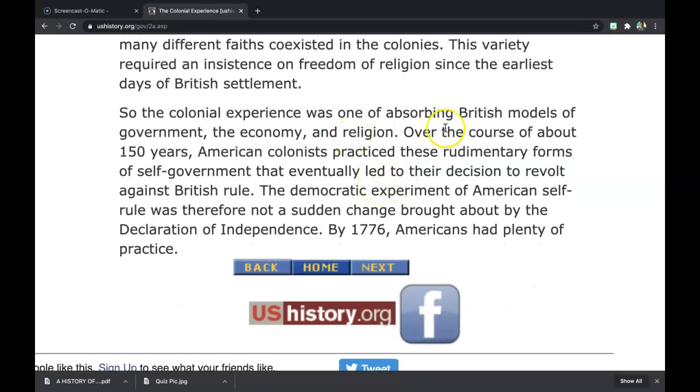So the colonial experience was one of observing British models of government, the economy, and religion. Over the course of about 150 years, American colonists practiced these rudimentary forms of self-government that eventually led to the decision to revolt against British rule. The democratic experiment of American self-rule was therefore not a sudden change brought about by the Declaration of Independence. By 1776, Americans had plenty of practice.